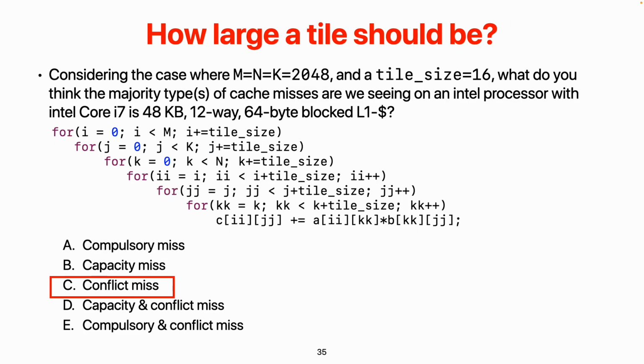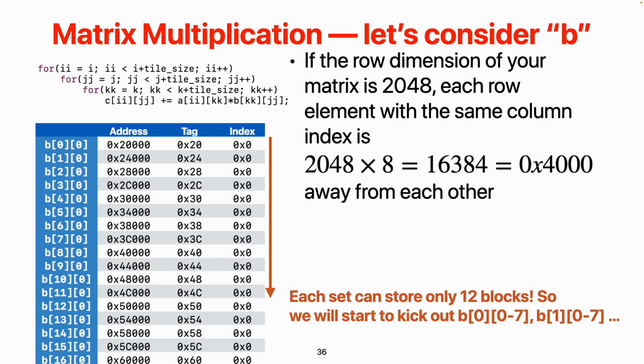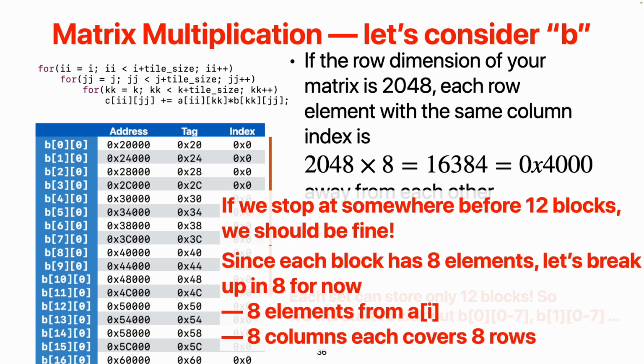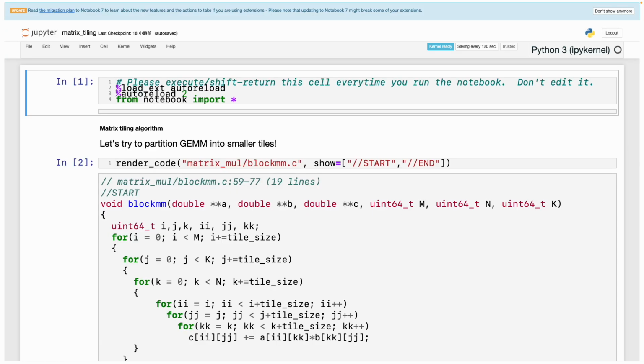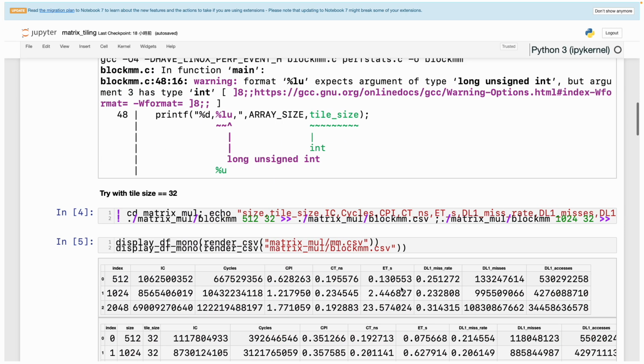Now, it's probably not too difficult for you to imagine what the solution is. Since the problem appears whenever we reach 12, just make the tile size smaller than 12. So what if we do it in 8? Would that reduce all the conflict misses? Okay, awesome. Let's have the demo. You probably already see it.